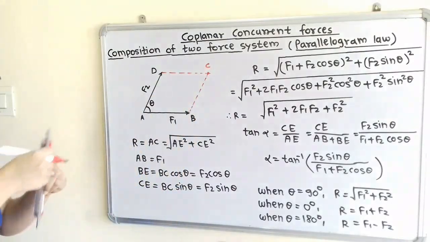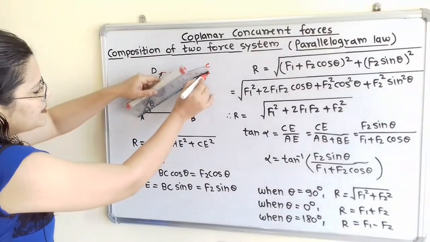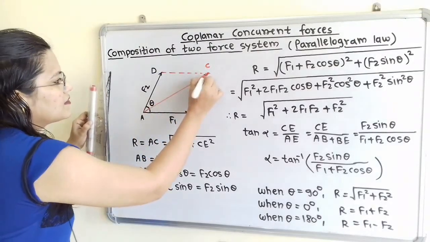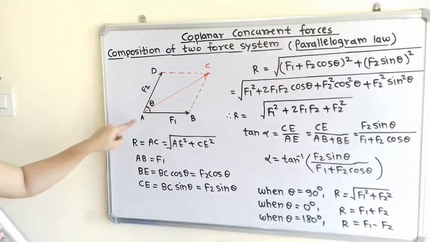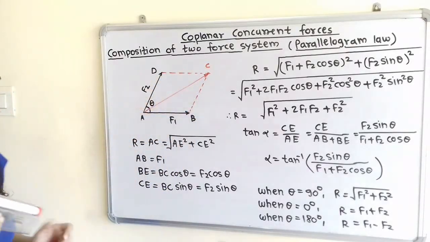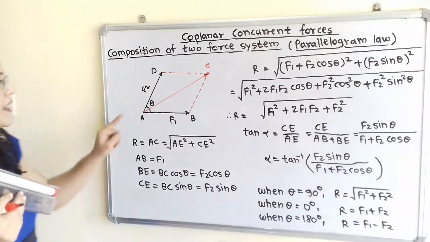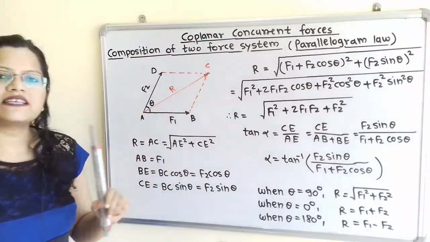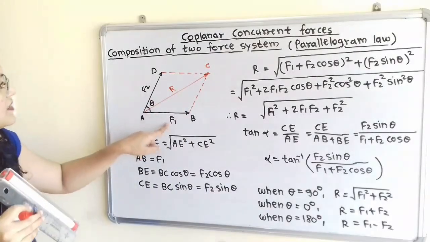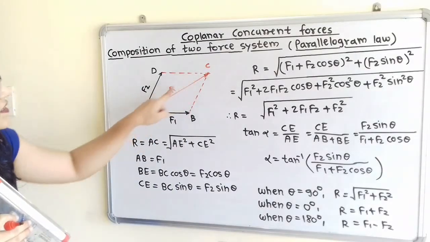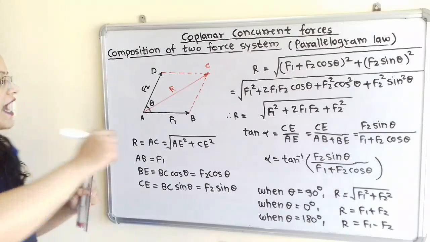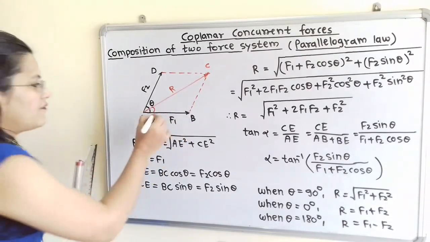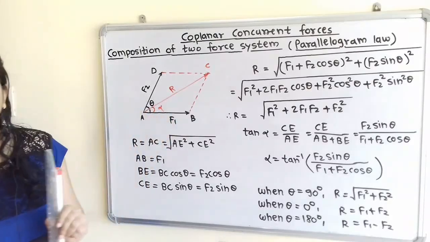Now if we connect point A and point C, then if we observe, this ABCD is nothing but a parallelogram, and this AC is the resultant R. So we can say that for these two forces F1 and F2, this is the resultant force R. Now this R makes an angle alpha with this force F1, so I will mention here angle alpha.